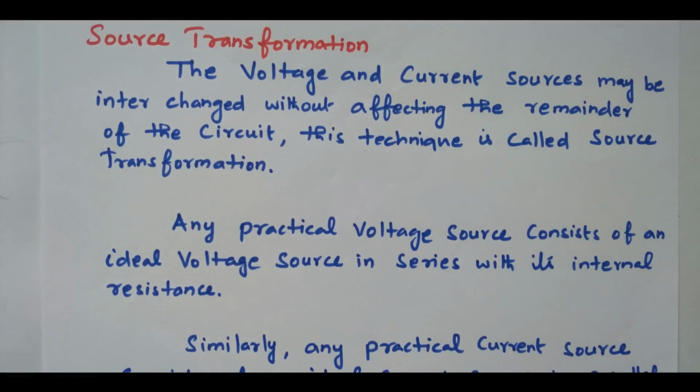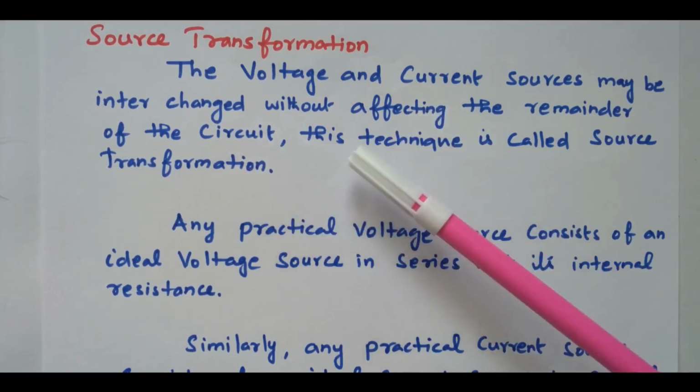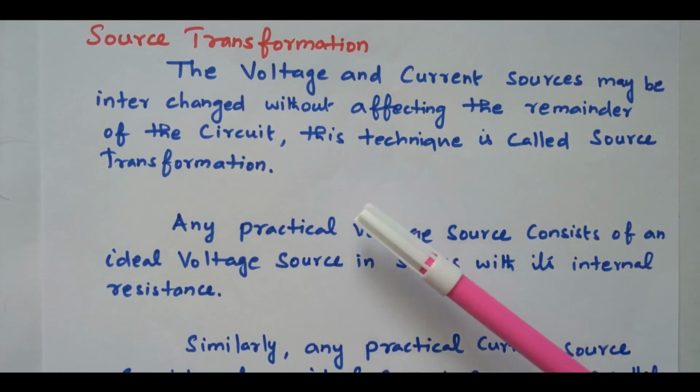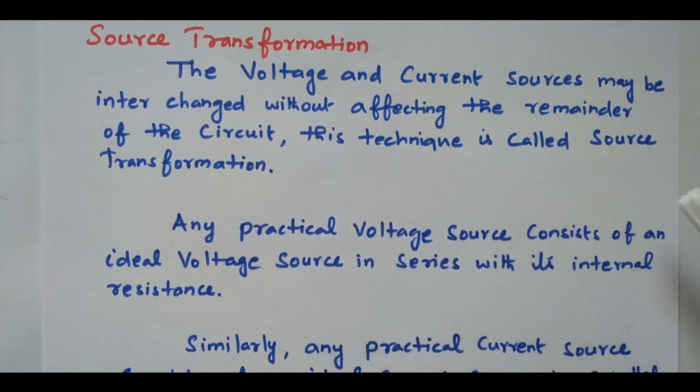Welcome viewers. In this video, we'll see the source transformation, that is current source into voltage source and voltage source into current source. The voltage and current source may be interchanged without affecting the remainder of the circuit. This technique is called a source transformation. We can convert the voltage source into current source and current source into voltage source without affecting the remaining circuit. This simplification is needed for some circuit calculations, so we are doing the voltage source to current source conversion and current source to voltage source conversion. This is called a source transformation.